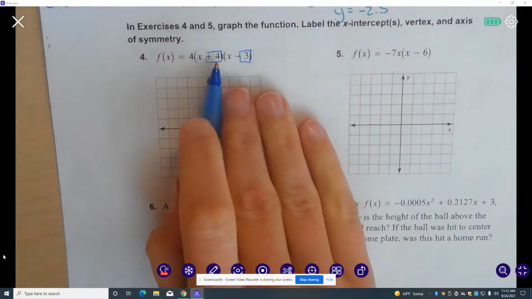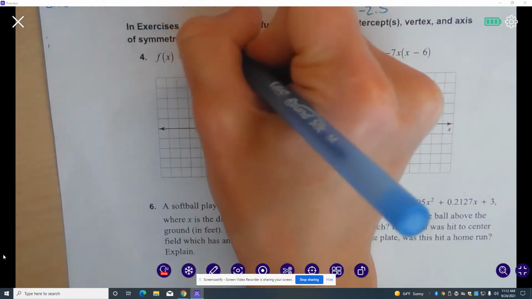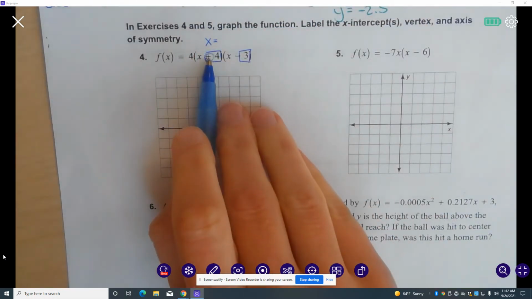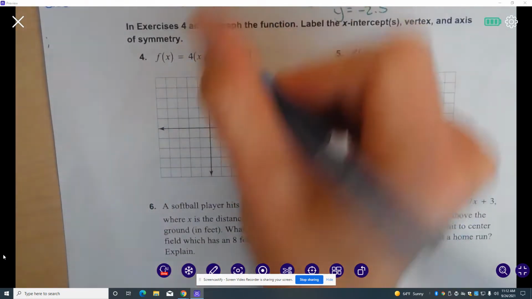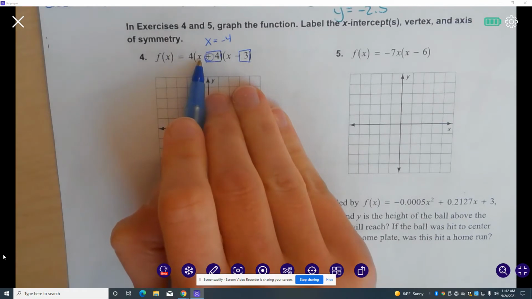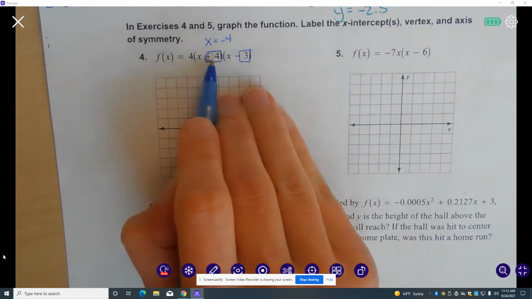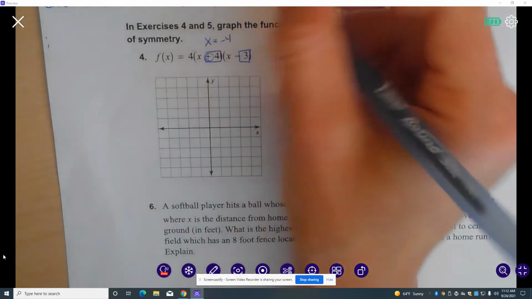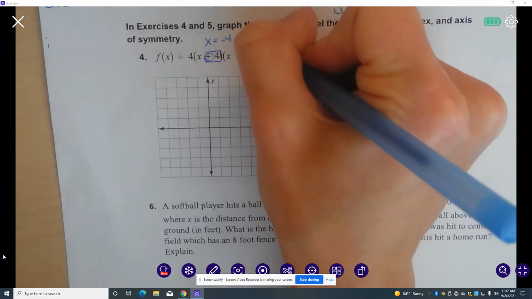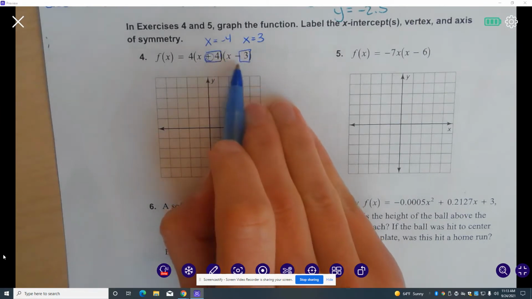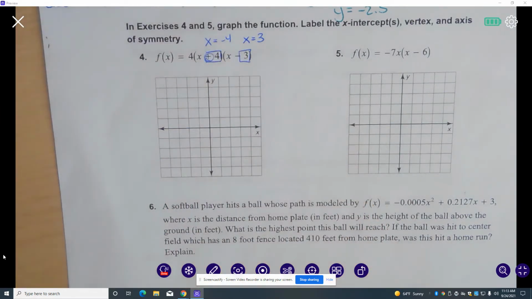Right? So one of your x-intercepts is negative 4. Watch out, it's opposite, right? So you can kind of think about it this way. You're asking yourself, what would you plug in for x here so that this plus 4 is 0? So your x-intercept is negative 4, right? And then from this factor here, our other x-intercept would be 3, right? If you plug 3 in for x, 3 minus 3 is 0. That makes this 0. Okay, so we have our x-intercepts at negative 4 and 3.